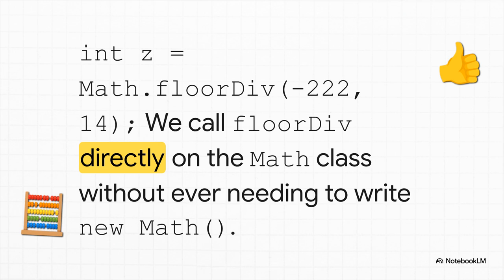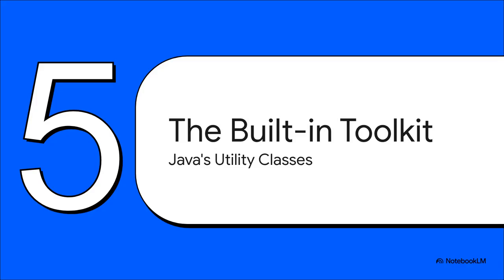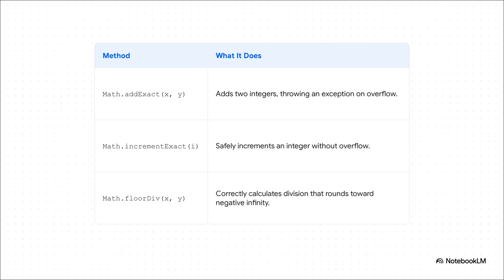The perfect example is Java's built-in Math class. You've probably used it. You never ever write new Math. You just say Math.floorDiv or Math.addExact when you need a calculation done. It's a whole library of tools just sitting there, ready to go. And speaking of that, Java comes packed with an amazing built-in toolkit, and a lot of it is powered by these incredibly useful static methods. Just look at some of these from the Math class. addExact and incrementExact are amazing because they act like a safety net.